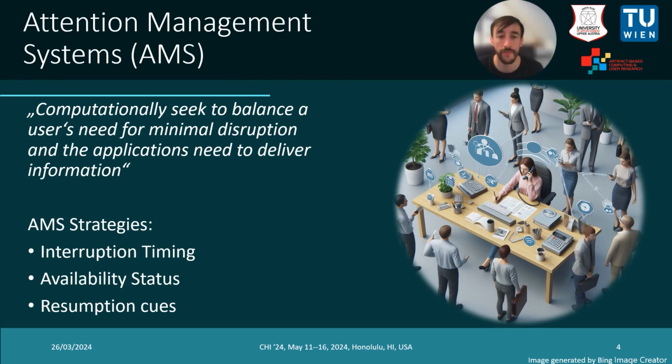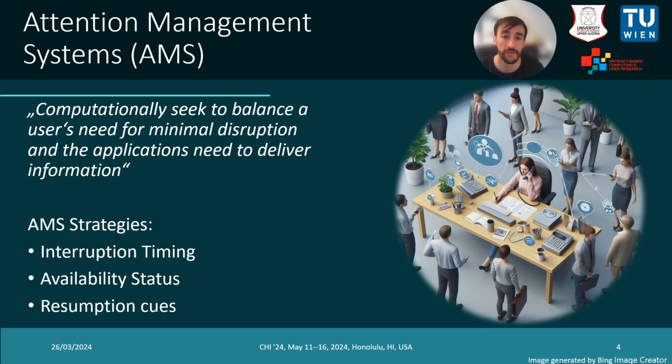Since we now know about multitasking, we can look at solutions which are already out there. For instance, there are attention management systems, which computationally seek to balance users' need for minimal disruptions and the application's need to deliver information. Now the question is how this system can accomplish that. There are different strategies. For instance, interruption timing. Like I've told you, one strategy would be to just switch at task boundaries. An attention management system could try to detect these boundaries and then switch to another task.